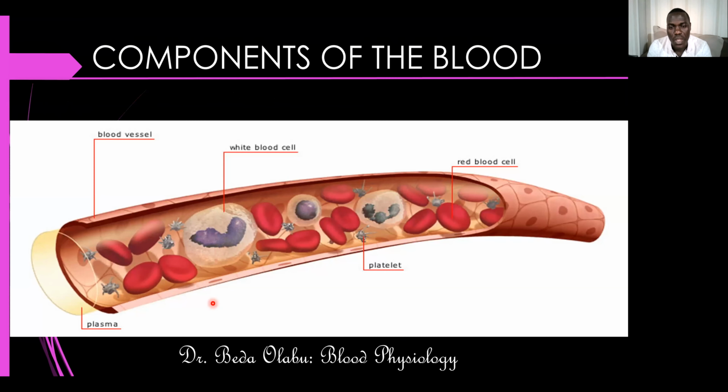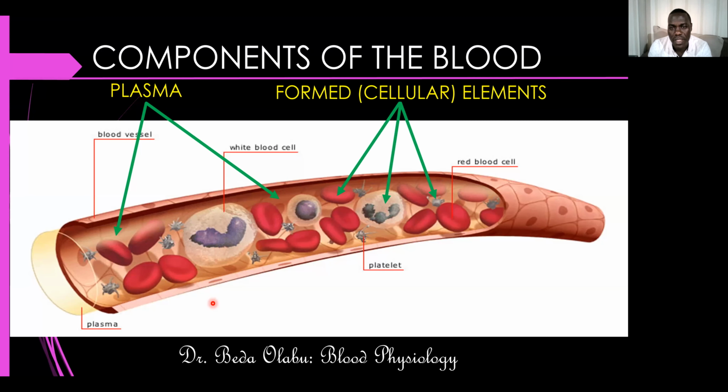So what are the components of blood? We can look at the components of blood in 2 ways. We have the plasma. The plasma refers to the liquid component of blood. And the other component of blood is what we call the formed elements. The formed elements refer to the cells of blood. So we have blood cells and you have plasma. Let's begin with the plasma.